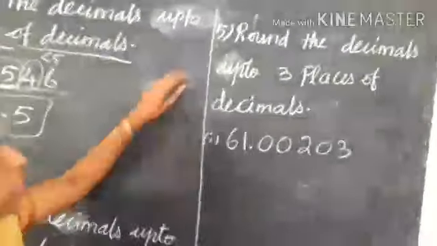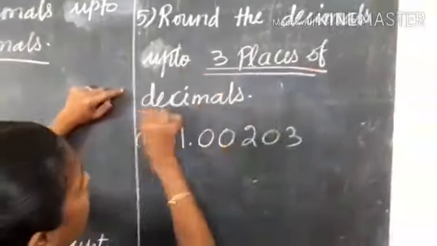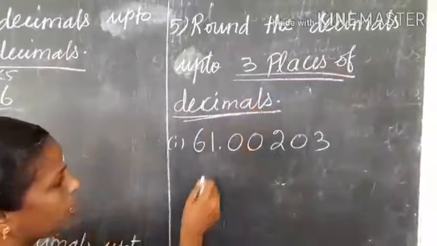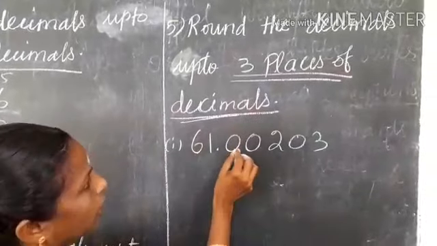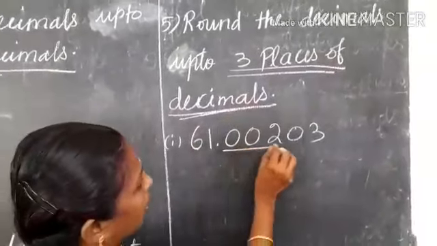Next, round the decimals up to 3 places of decimals. 3 places of decimals means we have to take the whole number as it is. We should underline the 3 places in the decimal part.